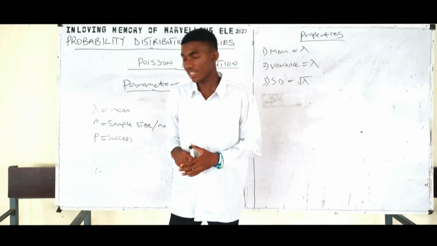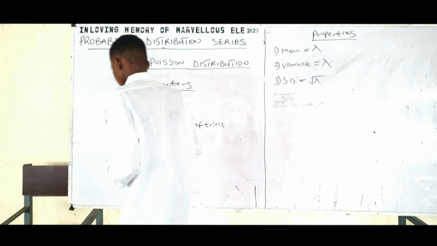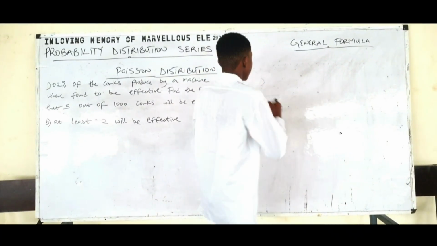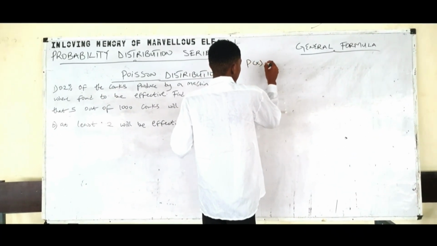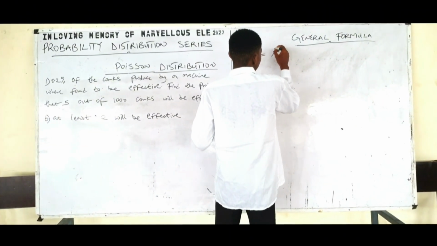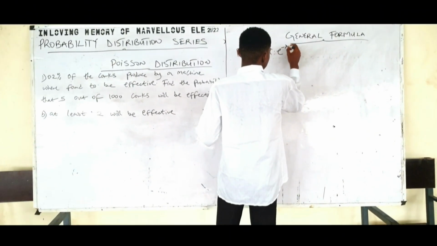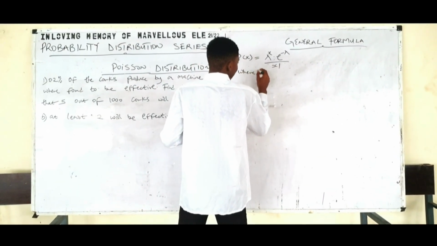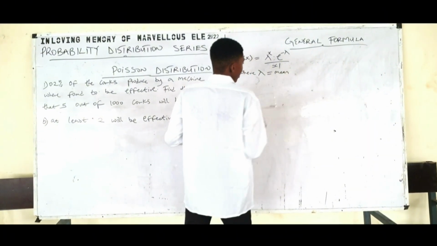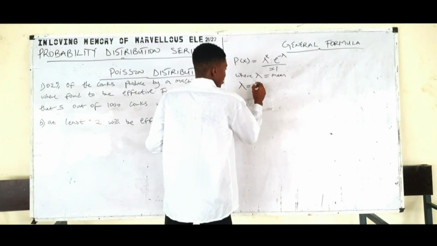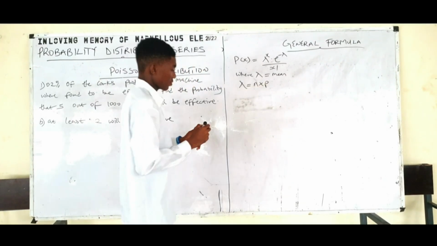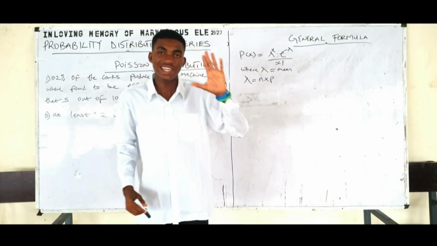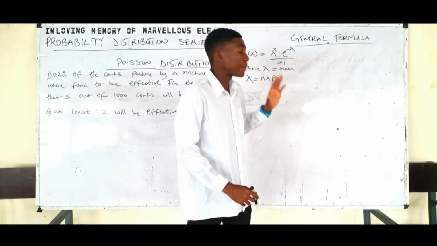Now let's solve examples so we can understand better. General formula for solving Poisson distribution: P of X is lambda to the power X times exponent minus lambda, all over X factorial, where lambda equals the mean, and the formula for the mean is number of trials times success. The formula for lambda is the number of trials times your success. This is the general formula for solving any Poisson distribution problem.